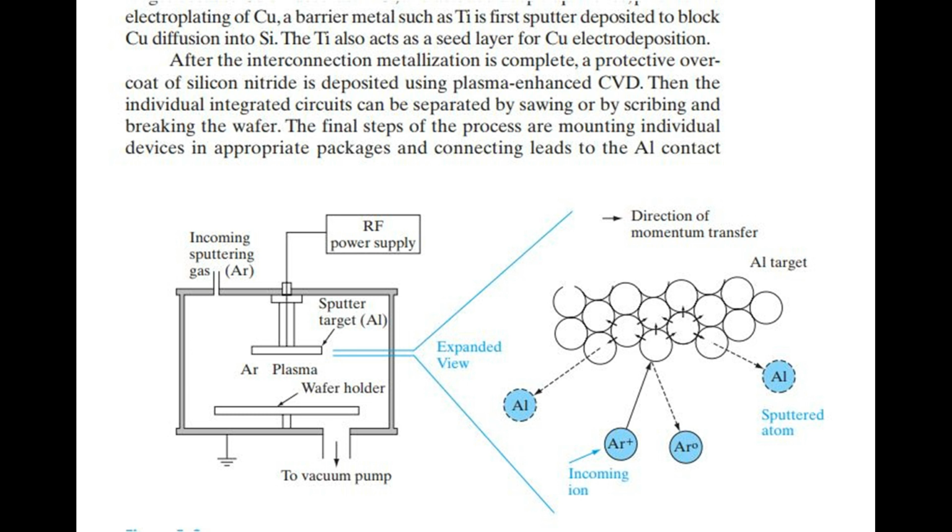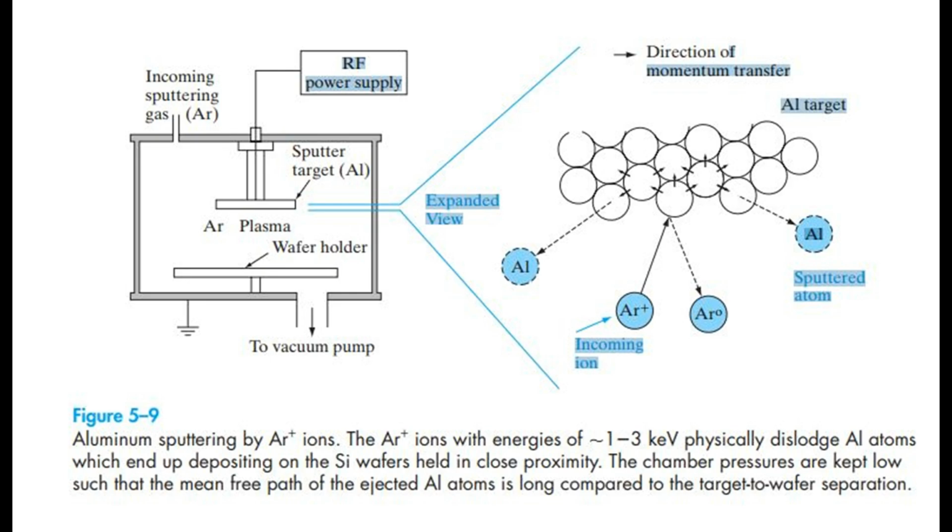After the interconnection metallization is complete, a protective overcoat of silicon nitride is deposited using plasma-enhanced chemical vapor deposition. Then the individual integrated circuits can be separated by sawing or by scribing and breaking the wafer. The final steps of the process are mounting individual devices in appropriate packages and connecting leads to the aluminum contact regions.